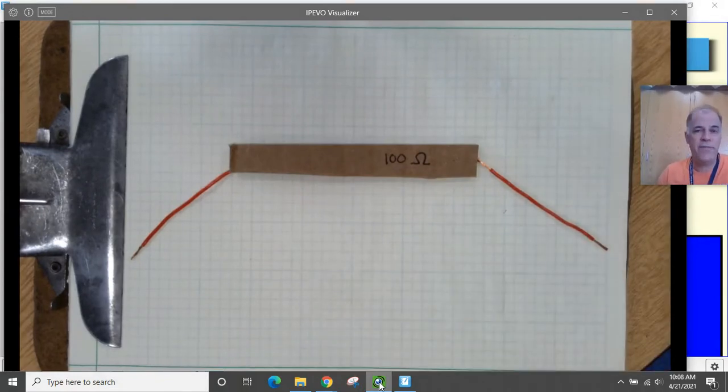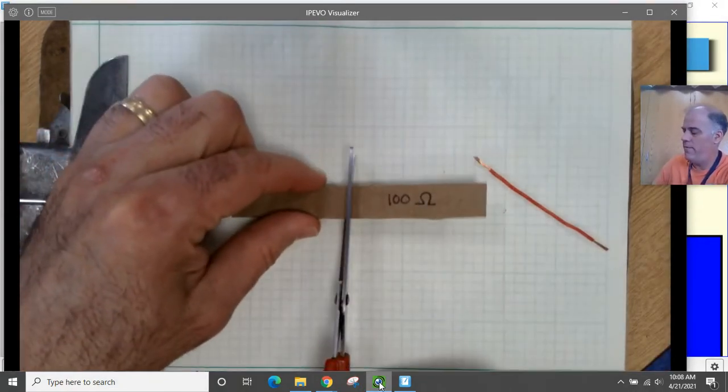Well, what if we cut this resistor in half? All right.